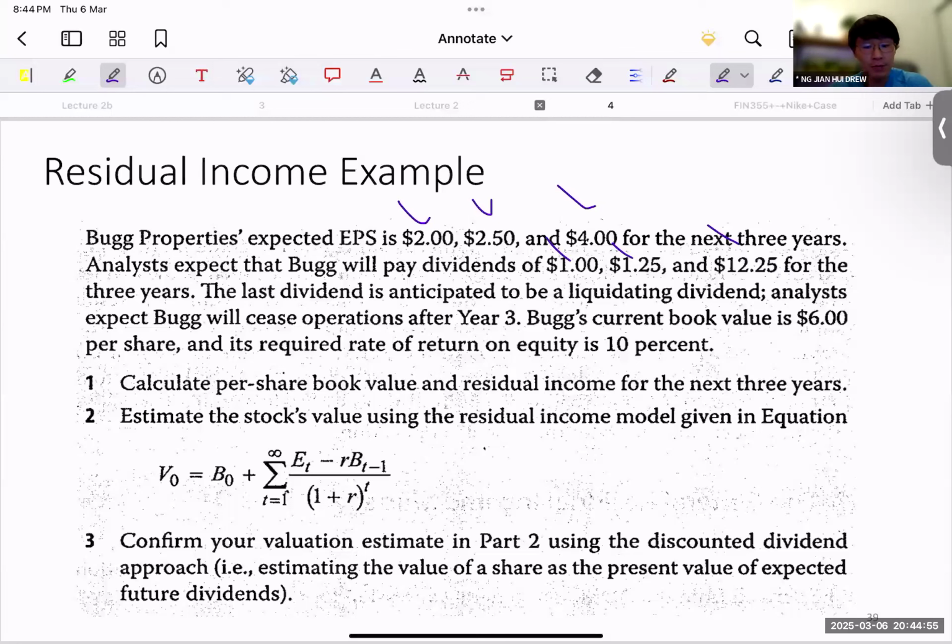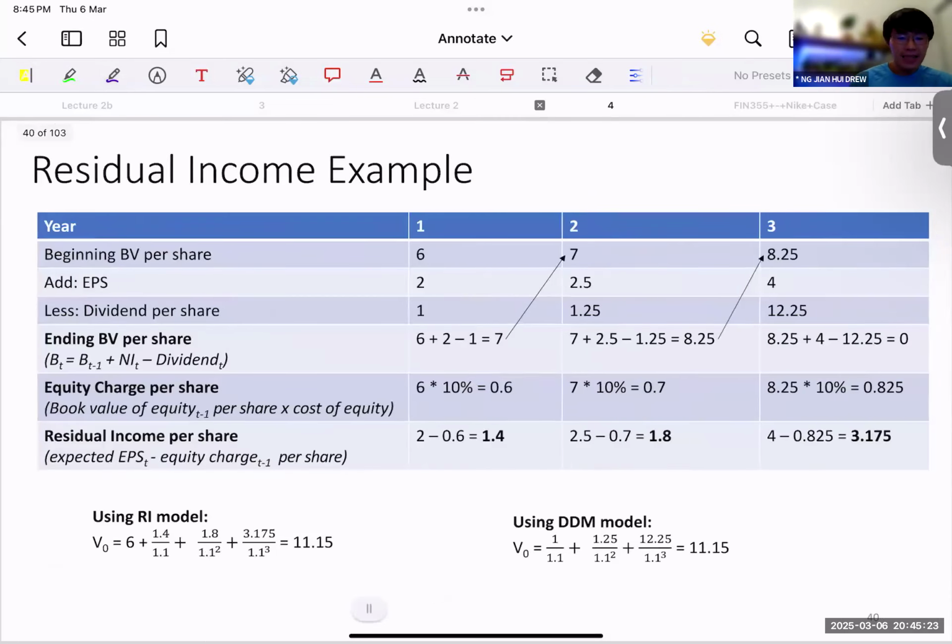But current book value is $6 per share, and it requires a return on equity of 10%. Calculate the per share book value and residual income for the next 3 years. Estimate the cost of the equity using the residual income model. Confirm your valuation using your discounted dividend approach as well, to compare and see whether they are the same. Okay, so let's understand this, because this one is totally different from your FCFE and FCFF.